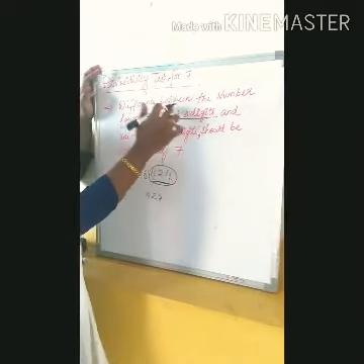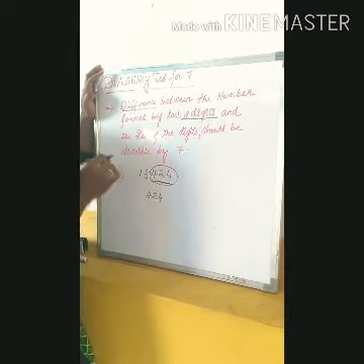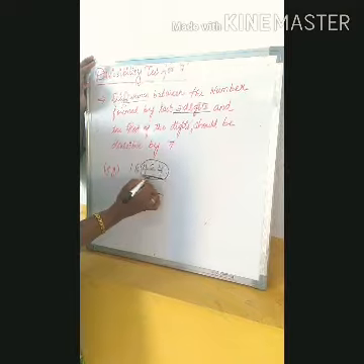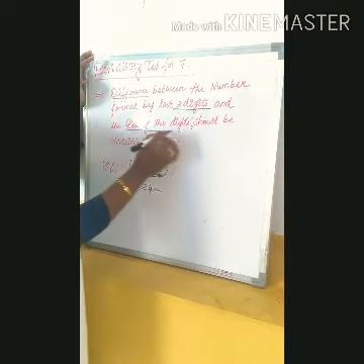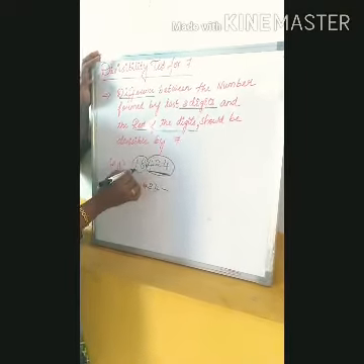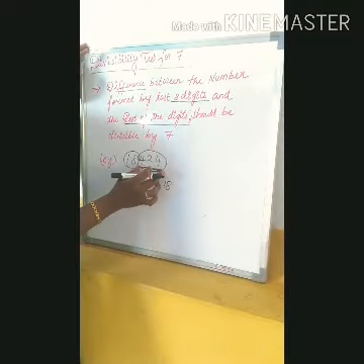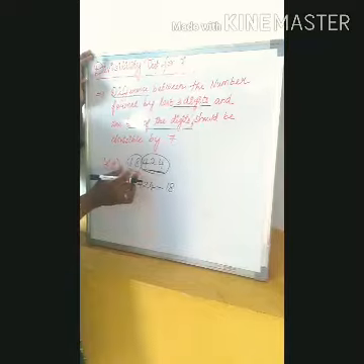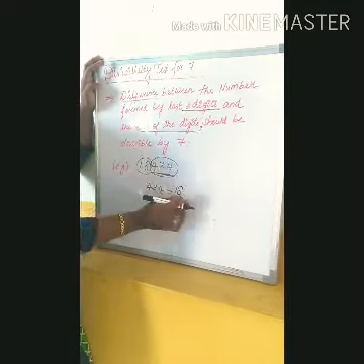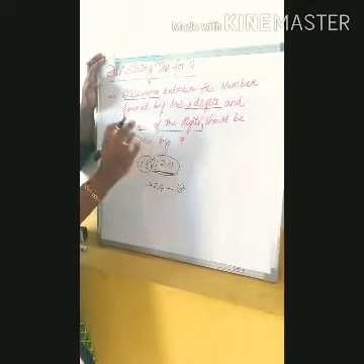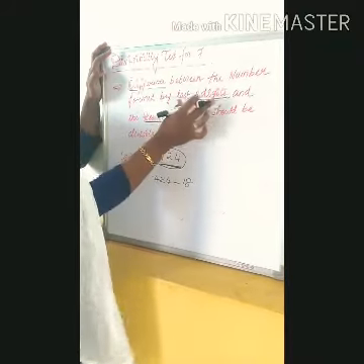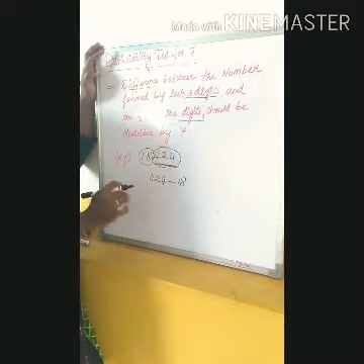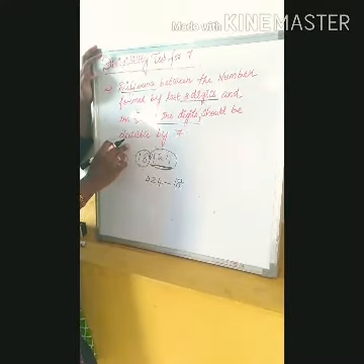What is meant by difference between? Difference between means subtraction. The difference between the number formed by the last 3 digits and the rest of the digits. What is the rest of the digits here? 18. The number formed by the last 3 digits is 424 and the remaining digits are 18. That is the subtraction. The subtraction of the last 3 digits and the rest of the digits should be divisible by 7. Okay, this is the divisibility rule for 7.